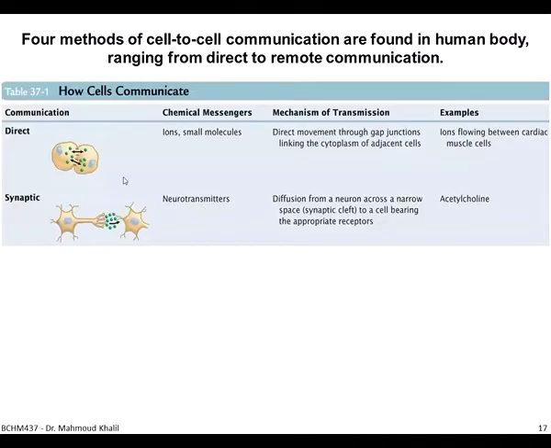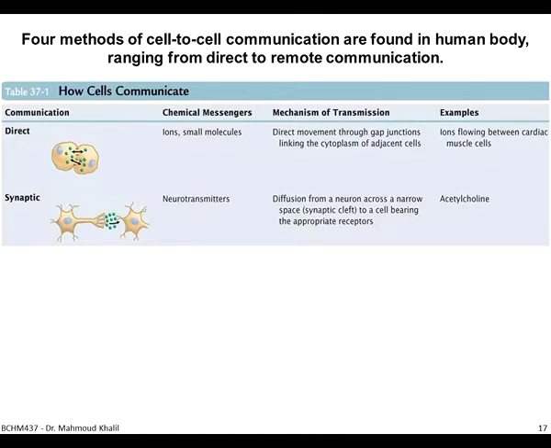So let's see, generally there are four methods of cell-to-cell communication found in the human body. It ranges from direct communication to remote communication. If we're looking into direct communication, you can see that ions and small molecules can transfer between two nearby cells. And this will lead to a direct movement. The movement can occur through the gap junctions, and this gap junction is actually connecting the cytoplasm of two adjacent cells.